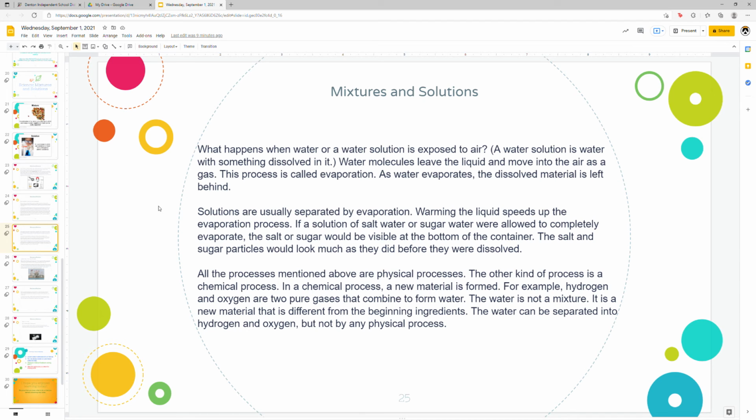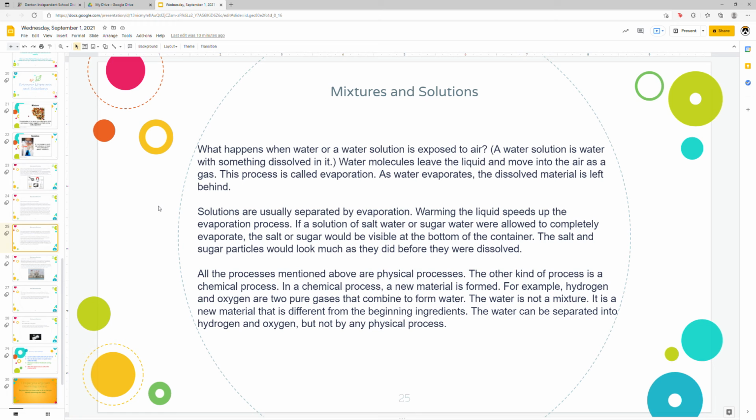What happens when water or a water solution is exposed to air? A water solution is water with something dissolved in it, by the way. Water molecules leave the liquid and move into the air as a gas. This process is called evaporation. As water evaporates, the dissolved material is left behind. Solutions are usually separated by evaporation. Warming the liquid speeds up the evaporation process. If a solution of salt water or sugar water were allowed to completely evaporate, the salt or sugar would be visible at the bottom of the container. The salt and sugar particles would look much as they did before they were dissolved.